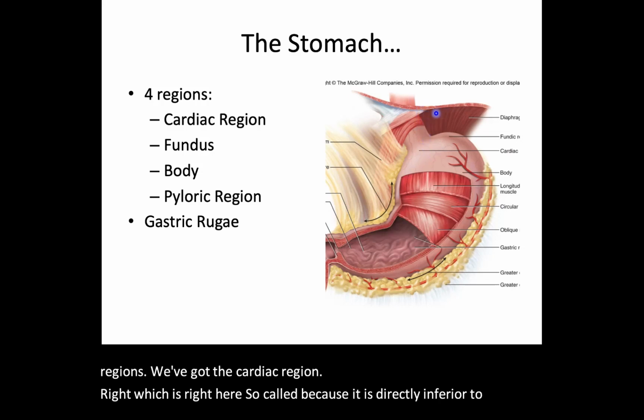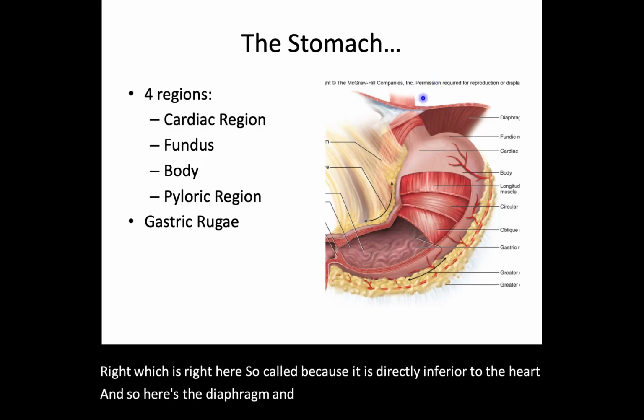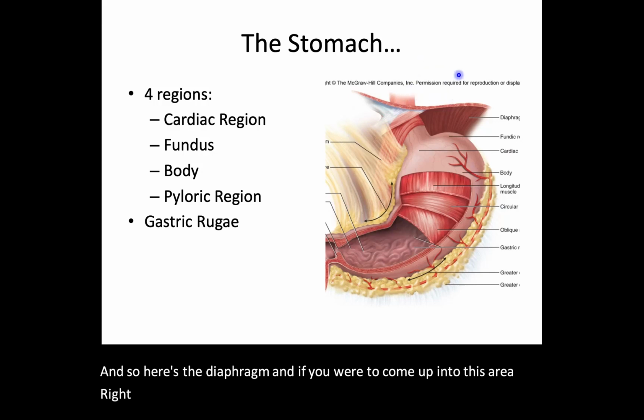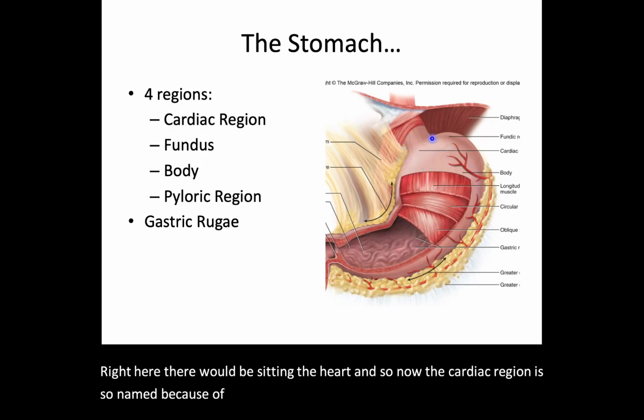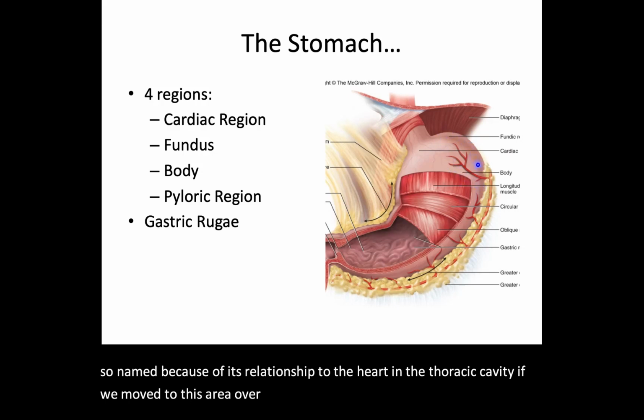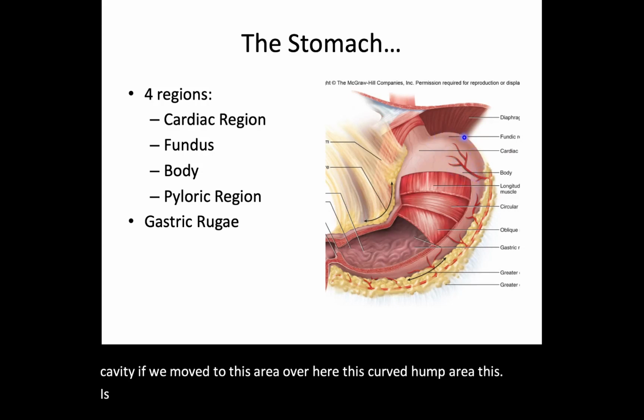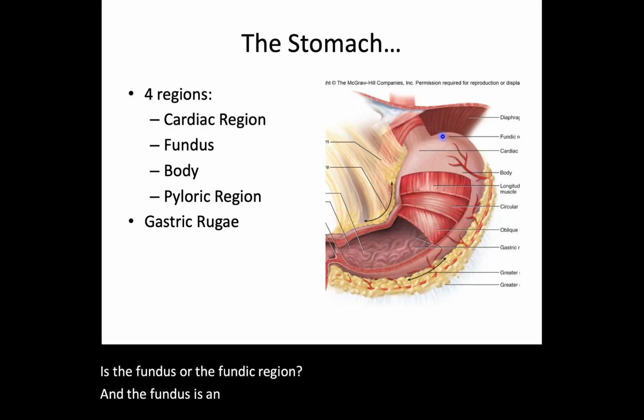And so here's the diaphragm. And if you were to come up into this area right here, there would be sitting the heart. And so the cardiac region is so named because of its relationship to the heart in the thoracic cavity. If we move to this area over here, this curved hump area, this is the fundus or the fundic region. And the fundus is an area of extra storage.